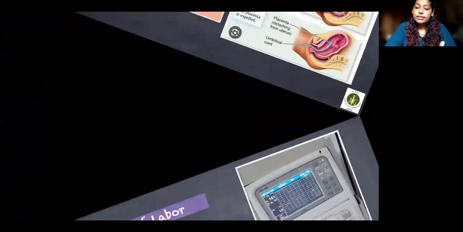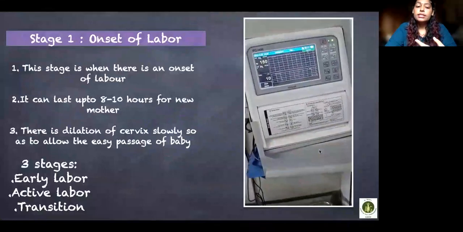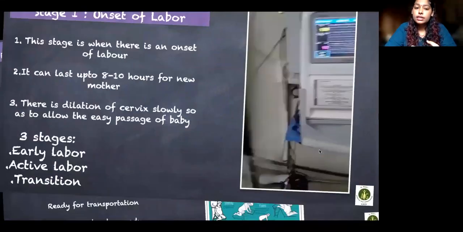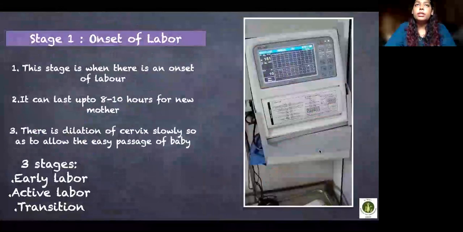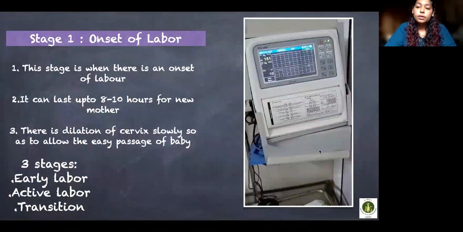It has 3 phases. The first one is the early labor, the second one is the active labor, and the third one is the transition. Labor is usually 8 to 10 hours for a primary mother, that is, the first time the lady is delivering. For other women, it can range from 2 to 5 hours. It depends differently on every woman.